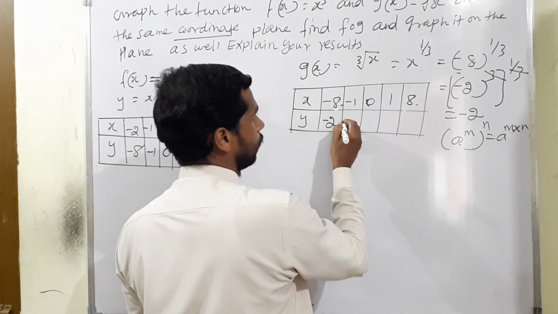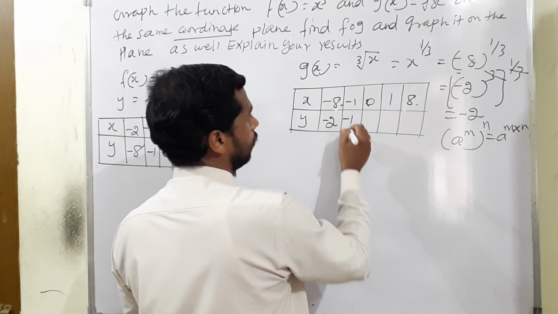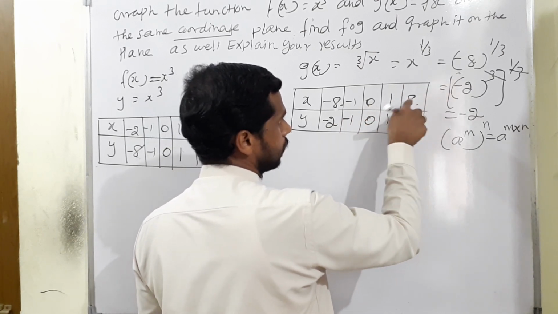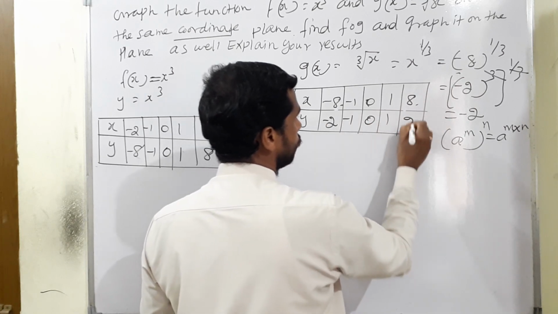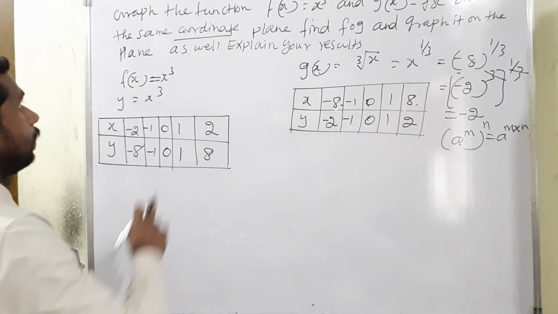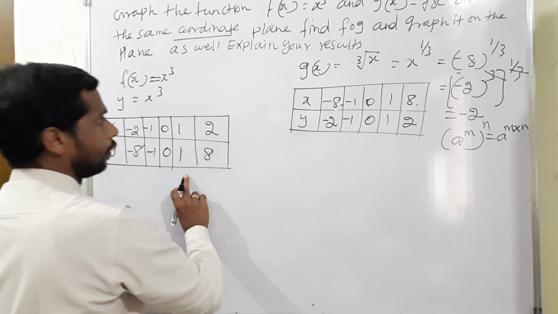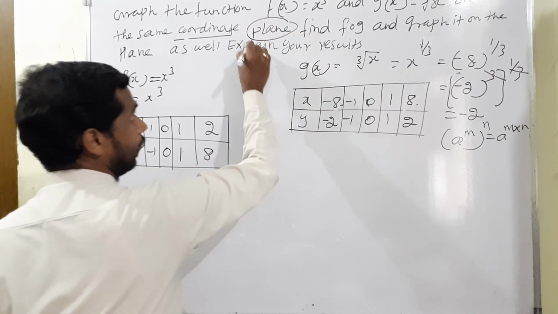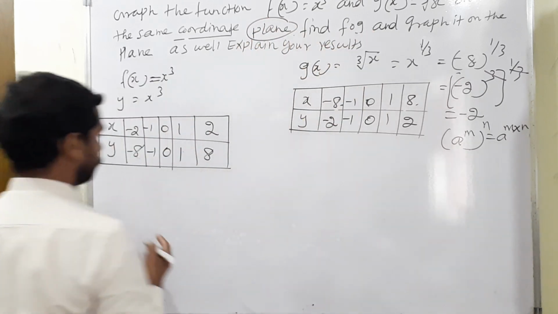So minus 1 gives minus 1 only, then 0 gives 0. 1 to the power 1 by 3 is 1. Again 8 to the power 1 by 3 gives positive 2. Now one more term is there. These two coordinate sets we have to plot on the same coordinate plane. Then find f dot g.